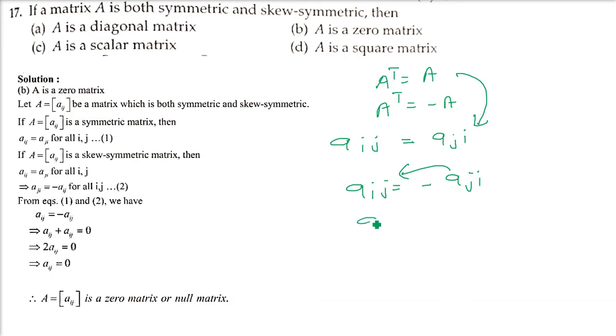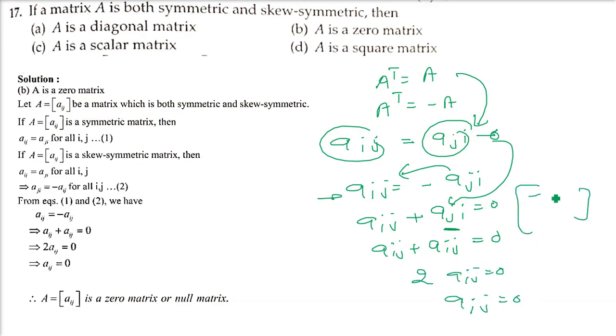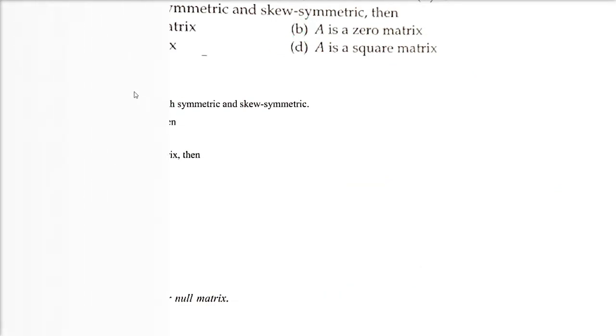Row and column will change. So now take this on the left hand side, Aij plus Aji is equal to 0. But from symmetric, you can replace Aji by Aij. So Aij plus Aij is equal to 0, that is twice of Aij equals 0. So 2Aij equals 0, Aij is equal to 0. Aij equals 0 means all the values are 0, because Aij corresponds to all the values inside the matrix, and it is coming to be 0. Just put all as 0. This is a 0 matrix. Answer is A. This is a 0 matrix.